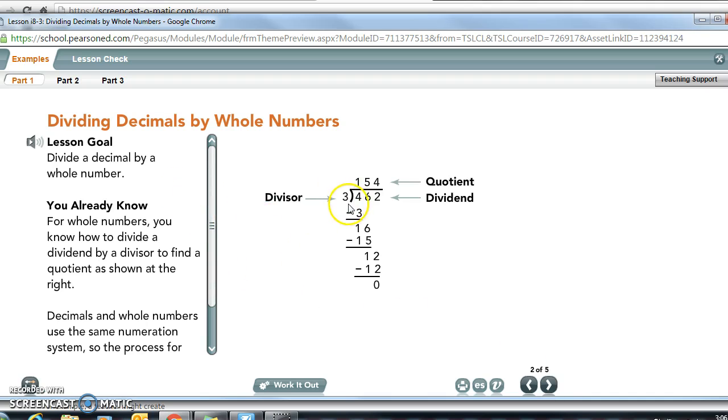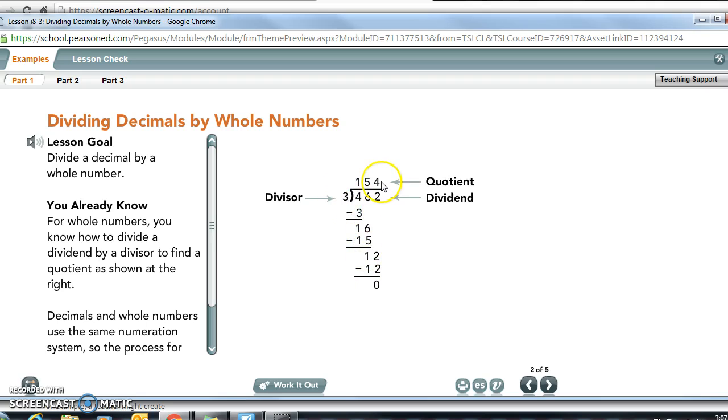You already know how to divide. So if I have 462 divided by 3, you know that 3 will go into 4 one time. So 3 times 1 is 3. 4 minus 3 is 1. Then I have to bring down the 6, so it becomes 16. Now you need to ask yourself, how many times will the divisor, which is 3, go into the dividend, which is 16? So 3 will go into 16 5 times. So we put 5 up here because 3 times 5 is 15. So 16 minus 15 gives me 1, and I have to drag down my 2.